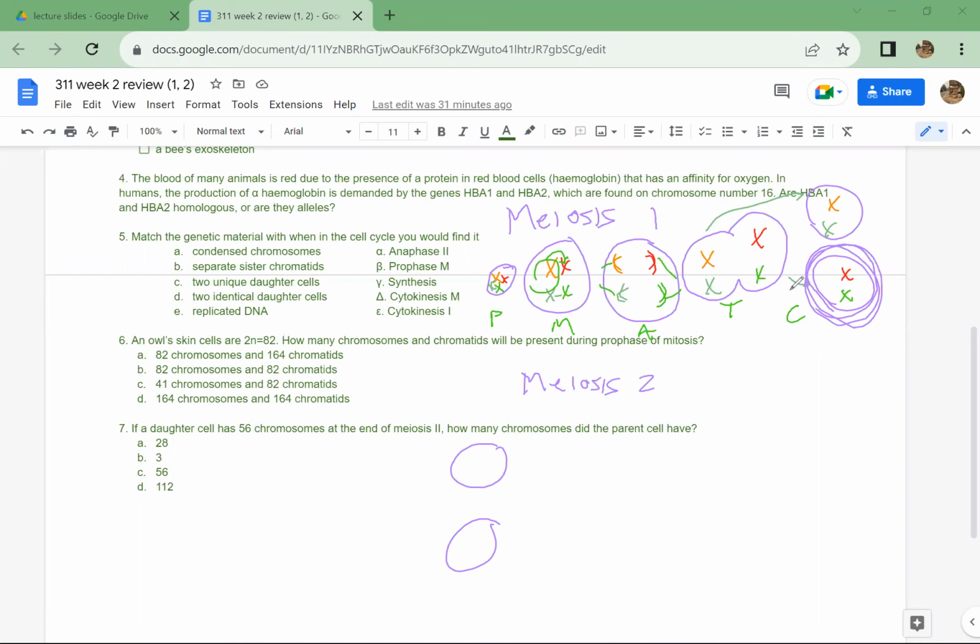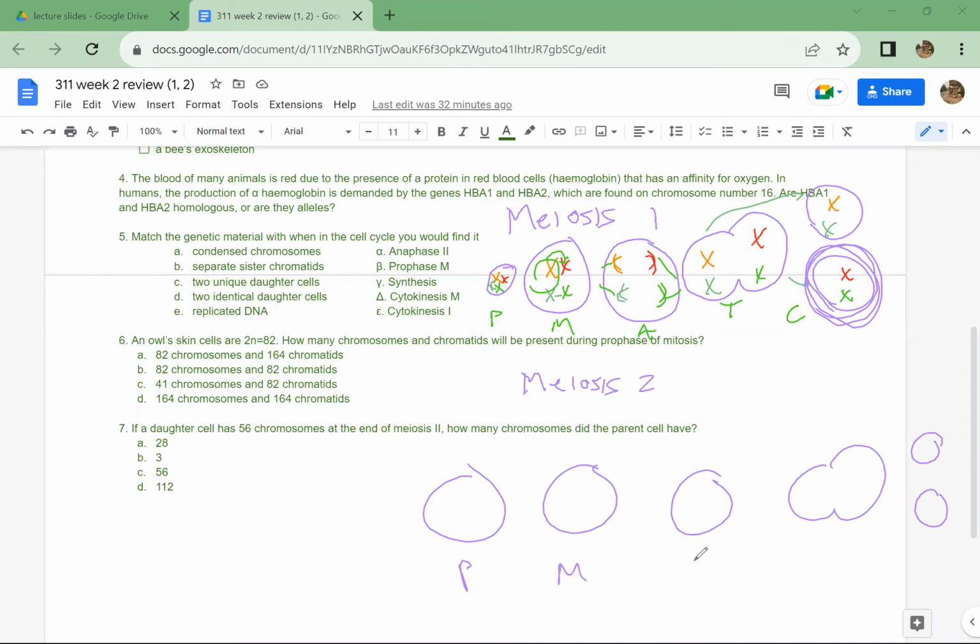There's another process that affords our offspring extra genetic variation that we haven't talked about. This occurs in meiosis 1. It's called crossing over. We'll explore it more in, I think, chapter 7, which is recombination and linkage. But for now, let's just focus on that cell with red and lime green. So we have our prophase, our metaphase, our anaphase, our telophase, and our cytokinesis. And this is for meiosis 2.